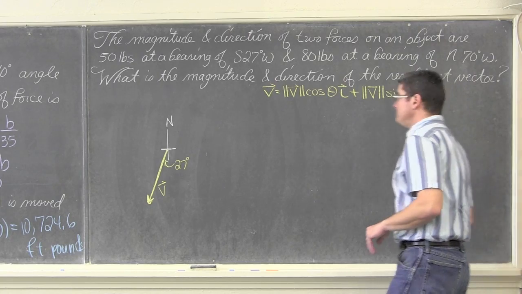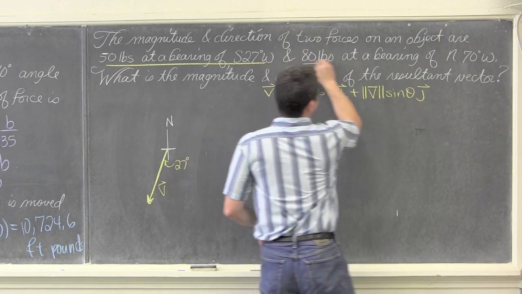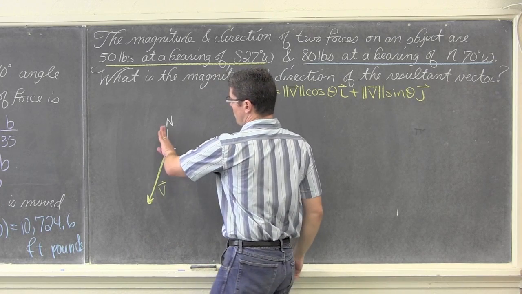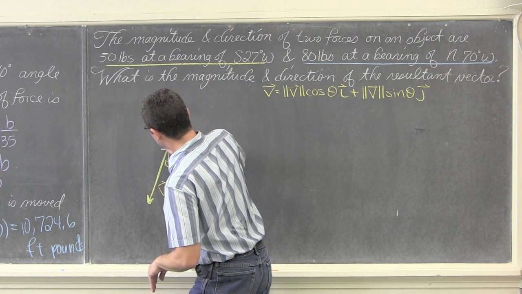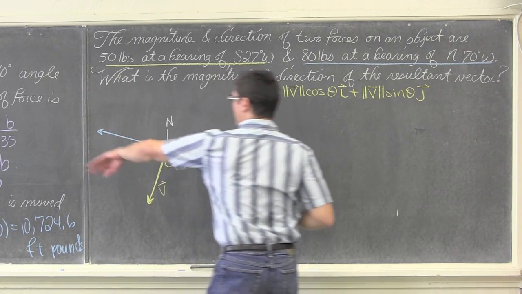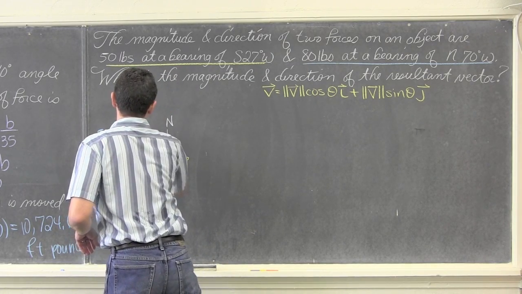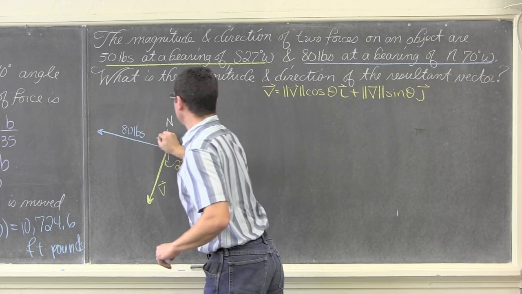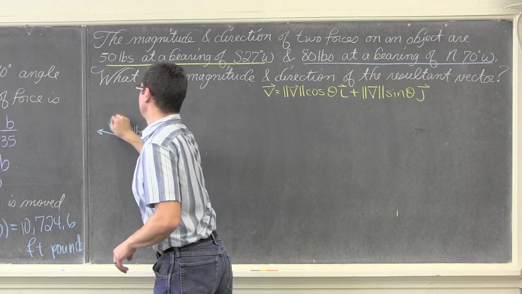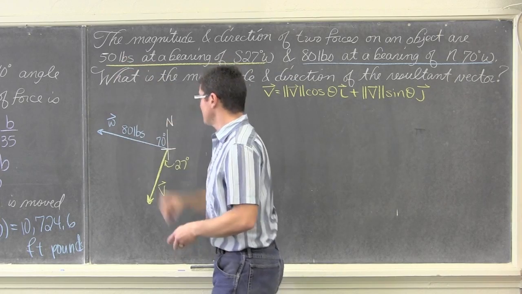We have another vector, which we're going to highlight in blue, that's 80 pounds at a bearing of north 70 degrees west. So north 70 degrees west. I'm going to make this a little bit longer because there's more force behind it, and I'm going to run off the chalkboard as well. So we have an 80-pound force. It's at north 70 degrees west. And the yellow one, by the way, we're going to call that vector W. And the magnitude of vector V is 50.